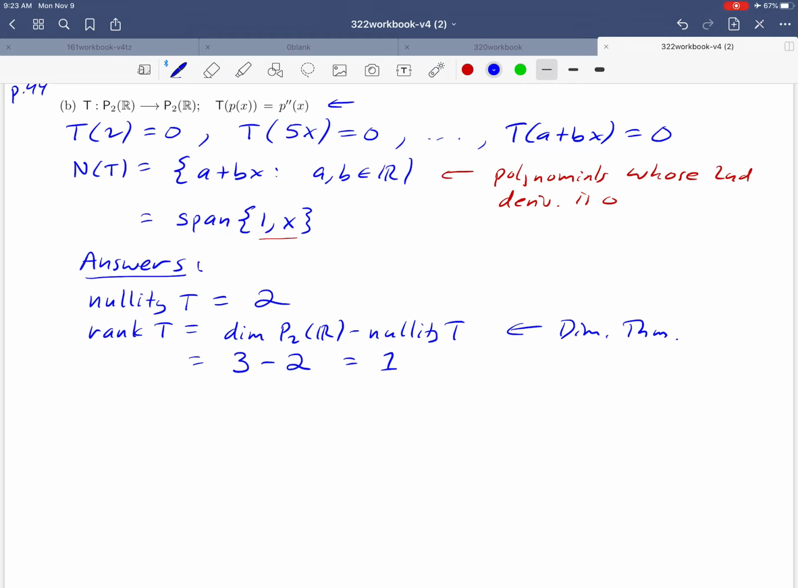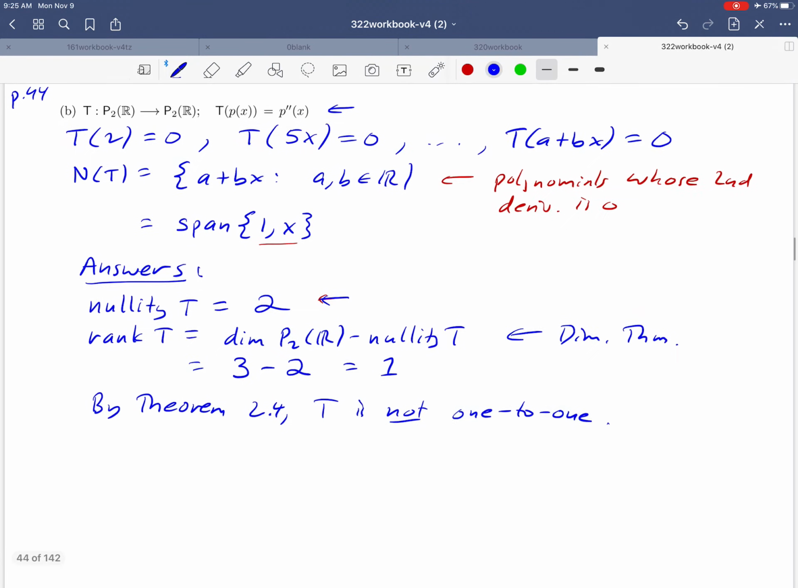Next, what about one-to-one and onto? Is this transformation T one-to-one? Well, that comes down to asking about the null space. Does it just contain the 0 vector, or does it contain more than the 0 vector? We can see from the fact that the nullity of T is 2 and not 0 that the null space contains more than the 0 vector, and therefore this function can't be one-to-one. So by theorem 2.4, T is not one-to-one. The only way that it could be one-to-one is if the nullity is equal to 0.